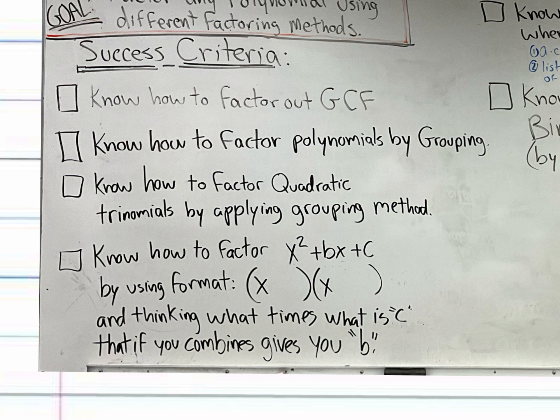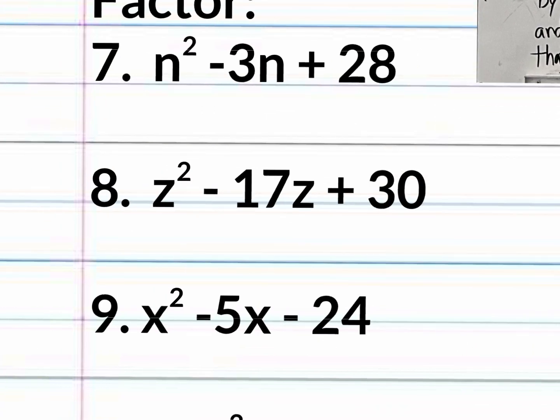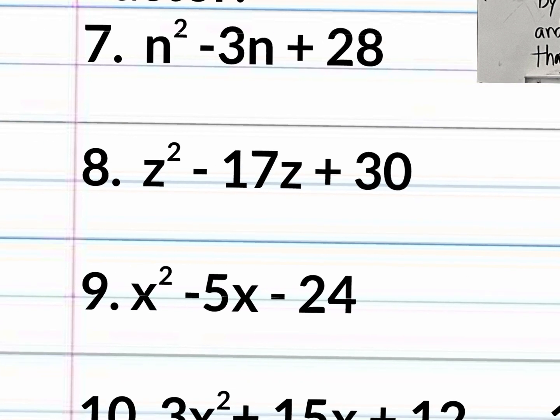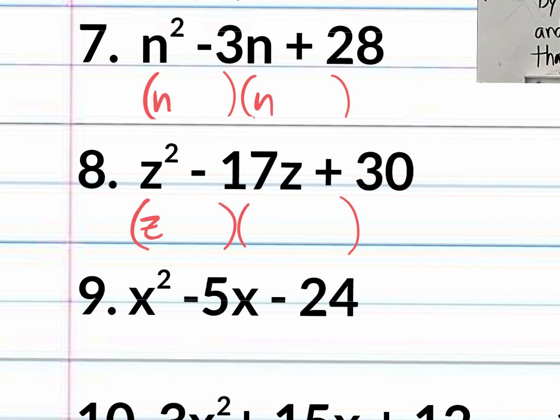None of these three have an a value of 1, a value of 2 or 5 or anything. They're all 1. There is no number in the front, right? No number in the front, no number in the front, no number in the front. So what does that mean? That means that all of these I'll be able to set up like this: parenthesis, n, parenthesis, z, parenthesis, x, right? Why, you might ask?